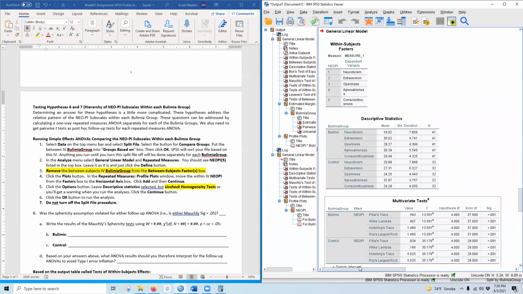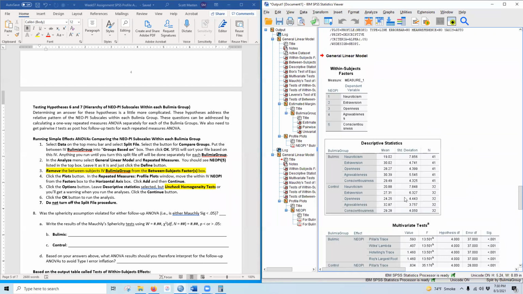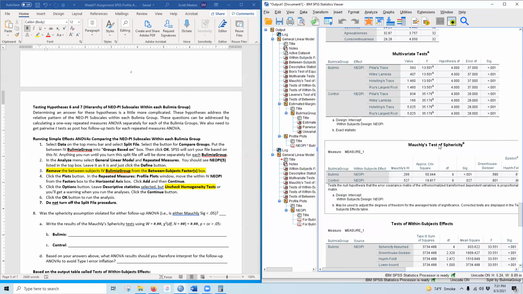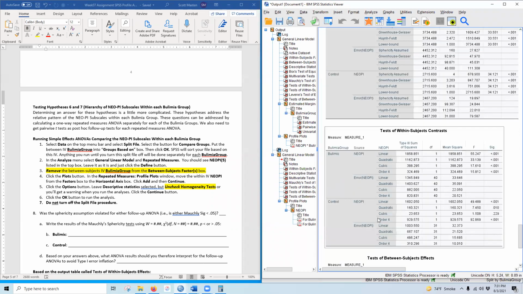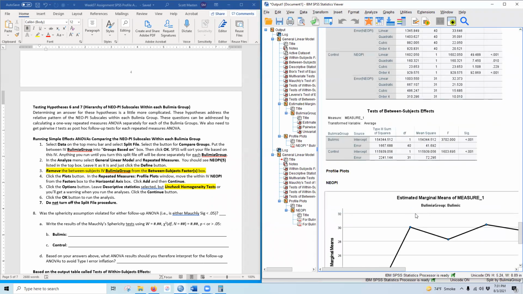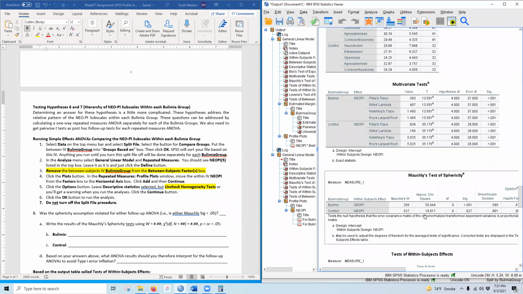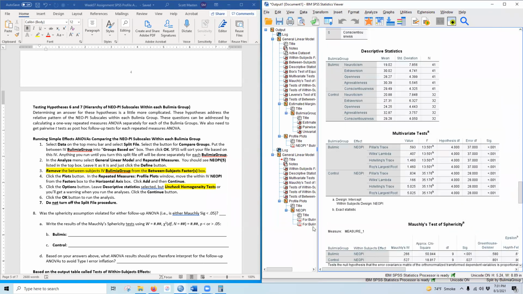So here's the output that we get. We get means for bulimic and controls for each of the subscales. We get stuff we ignore. We get 2 Mauchly's tests. We get the tests of within-subjects effects table, and that stupid thing with quadratic. We get plots. We get all sorts of stuff in here. So let's go ahead and start answering questions.